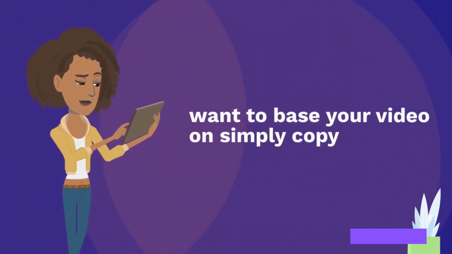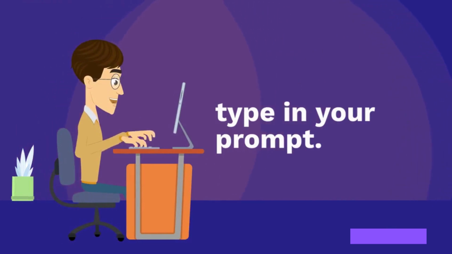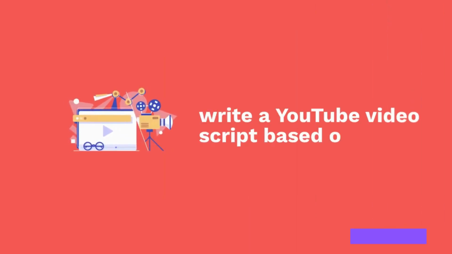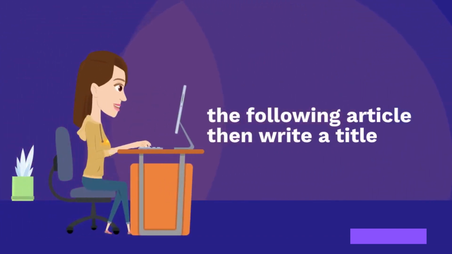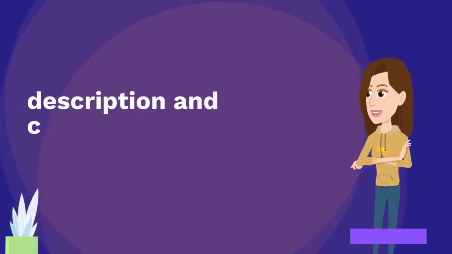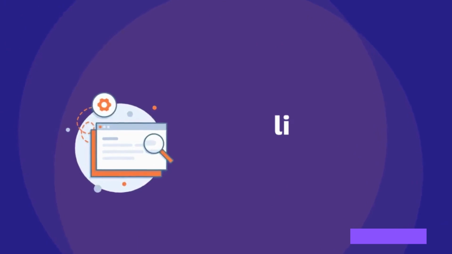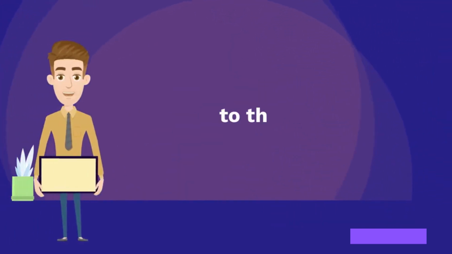Simply copy the whole page, then go to Chatbot. Type in your prompt. I use: write a YouTube video script based on the following article, then write a title, description and comma separated keyword list. Then simply paste the website or article to the end of your prompt.